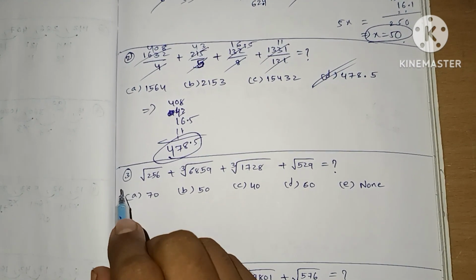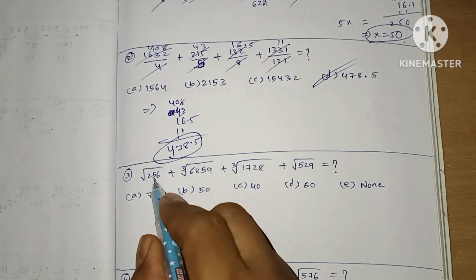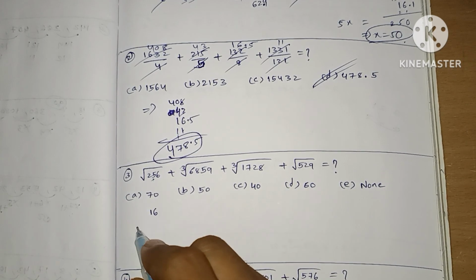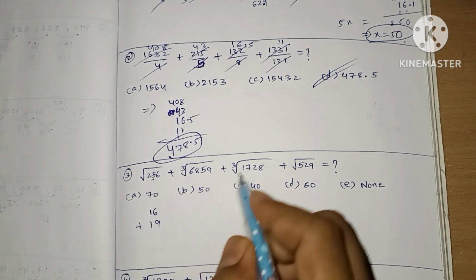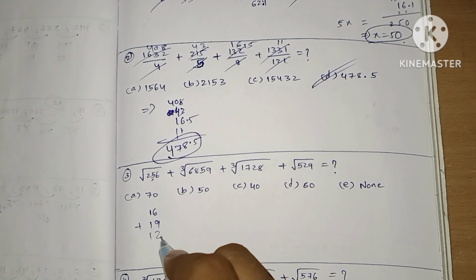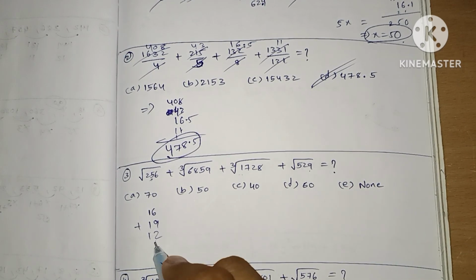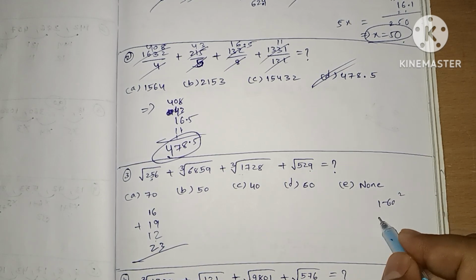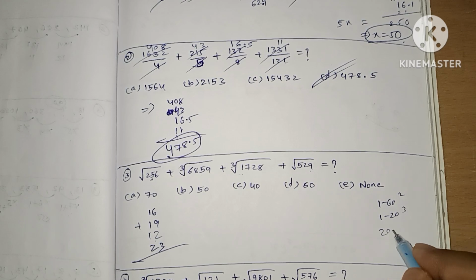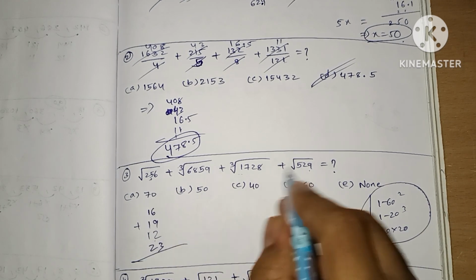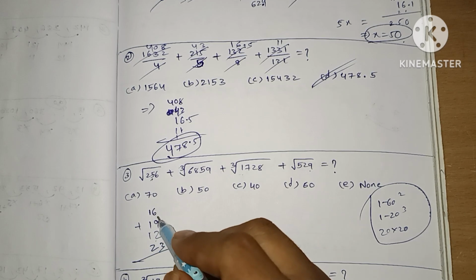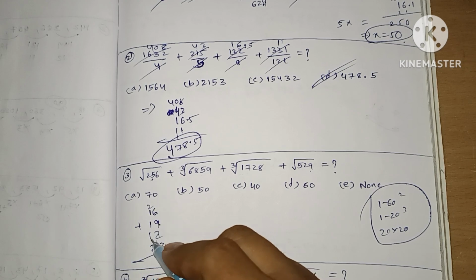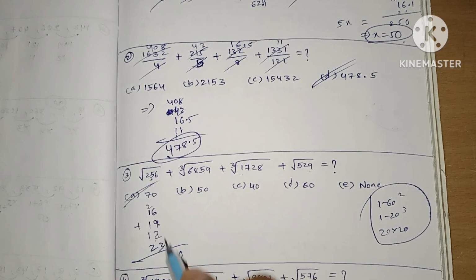Now we are going to see the third question. To solve these questions, we need to know the squares of 1 to 60. This is the square of 16, this is a cube of 19 and this is a cube of 12. This is a square of 23. This is why we need to know 1 to 60 squares, 1 to 20 cubes and 20 into 20 tables, to calculate these in seconds. Here we have 8 and 9 17. 17 plus 3 20. 2 plus 2 4. 4 plus 3 7. 70. So the answer will be option A, 70.